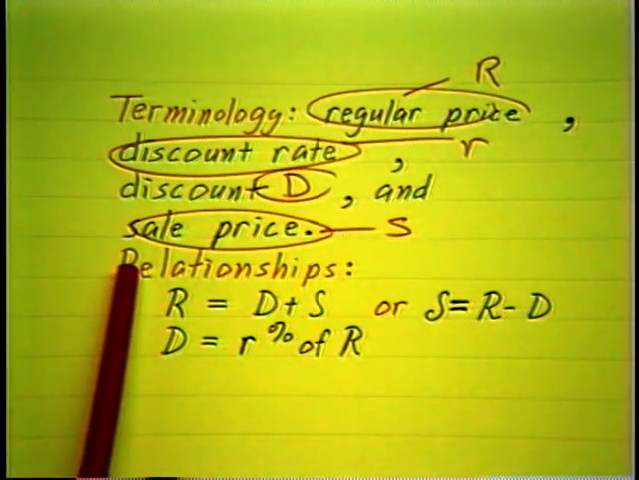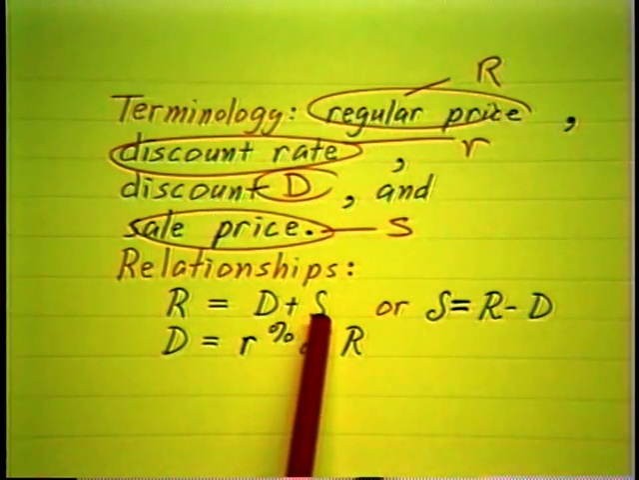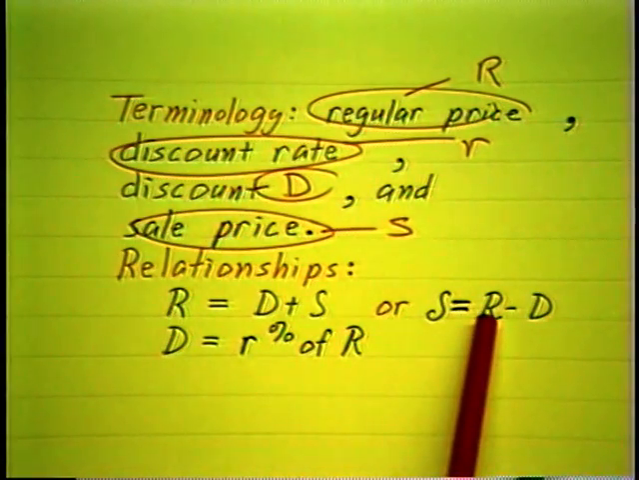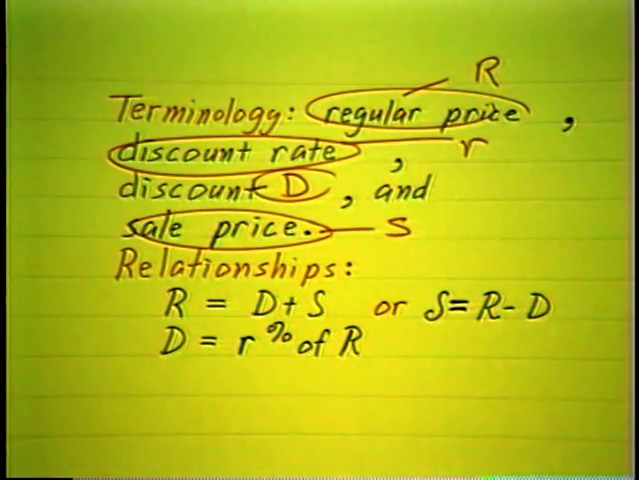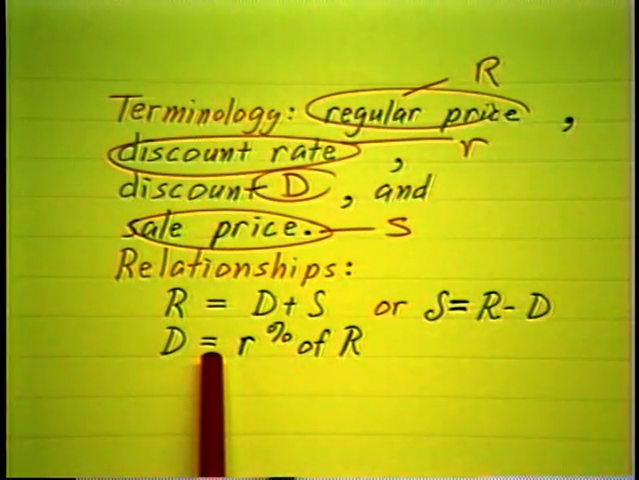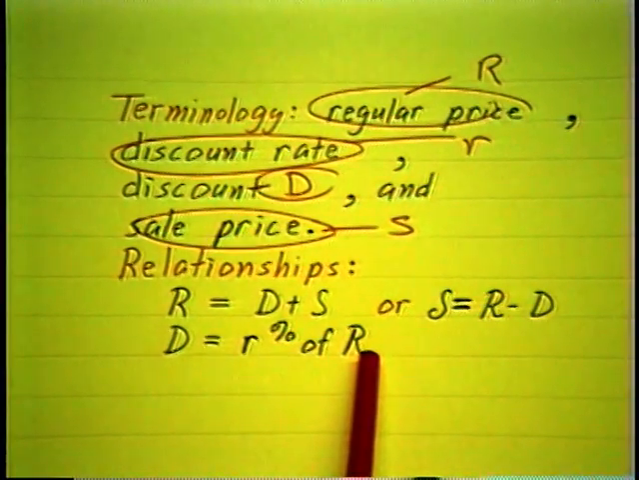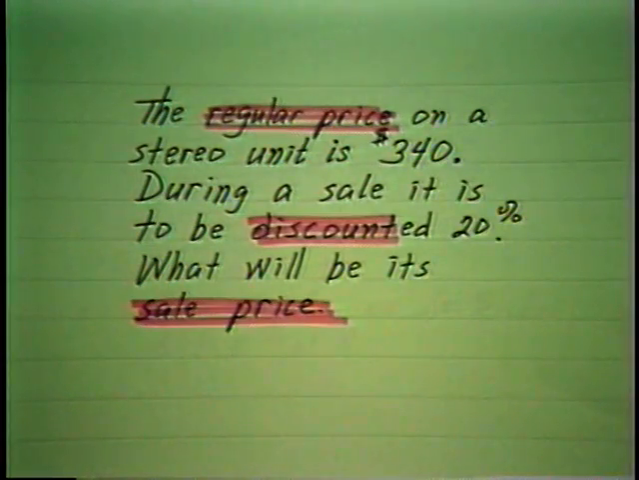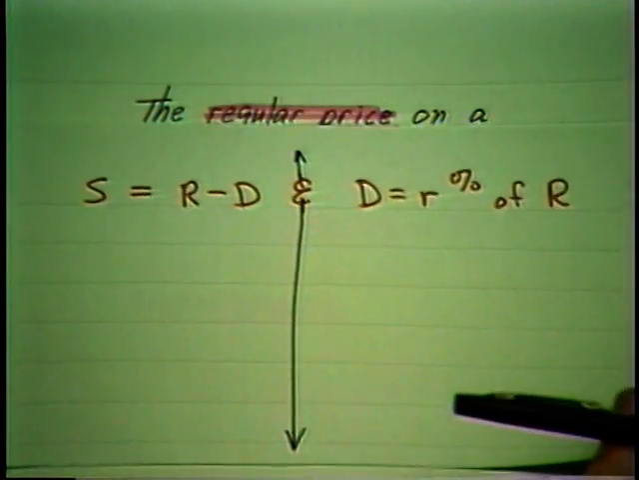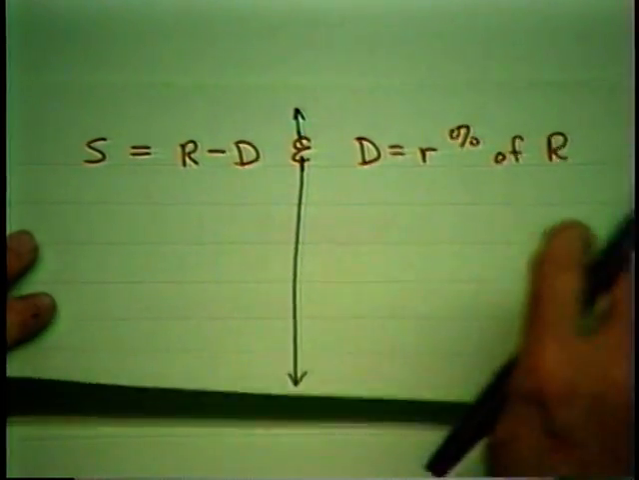But now what do we know about these? Well, we know the regular price is the discount plus the sale price. Or the sale price is the regular price minus the discount. Whichever way you say it, you're saying the same thing. But we also know that the discount is so much percent of the regular price. Okay, now let's fill in these relationships as best we can from our words. So back to our problem, and we bring to it our two formulas of the now known relationships. So let's see what we can fill in from these.